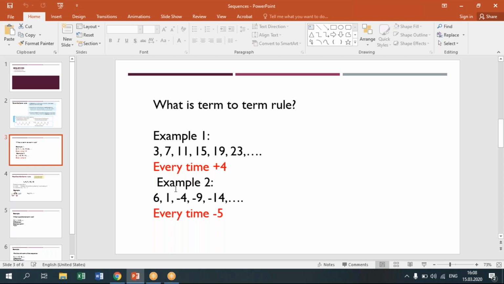Example 2. 6, 1, negative 4, negative 9, negative 14. What can we see? We see that the difference between each of the elements of this sequence is minus 5. It was 6 and became 1, so 6 minus 5 is 1. 1 minus 5 is negative 4. Negative 4 minus 5 is negative 9. Negative 9 minus 5 is negative 14. So the term-to-term rule for this sequence is minus 5.